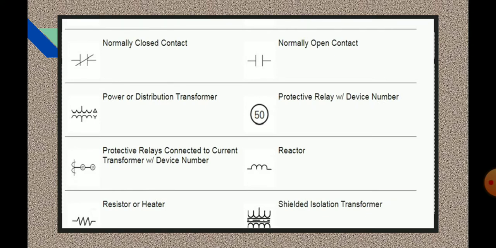Next one is power or distribution transformer. Next one is protective relays connected to current transformer through device number. Next one is resistor or heater. This one is normally open contact switch. This 50 represents protective relay switch with the device number. Next symbol is for reactor. The last one is shielded isolation transformer.